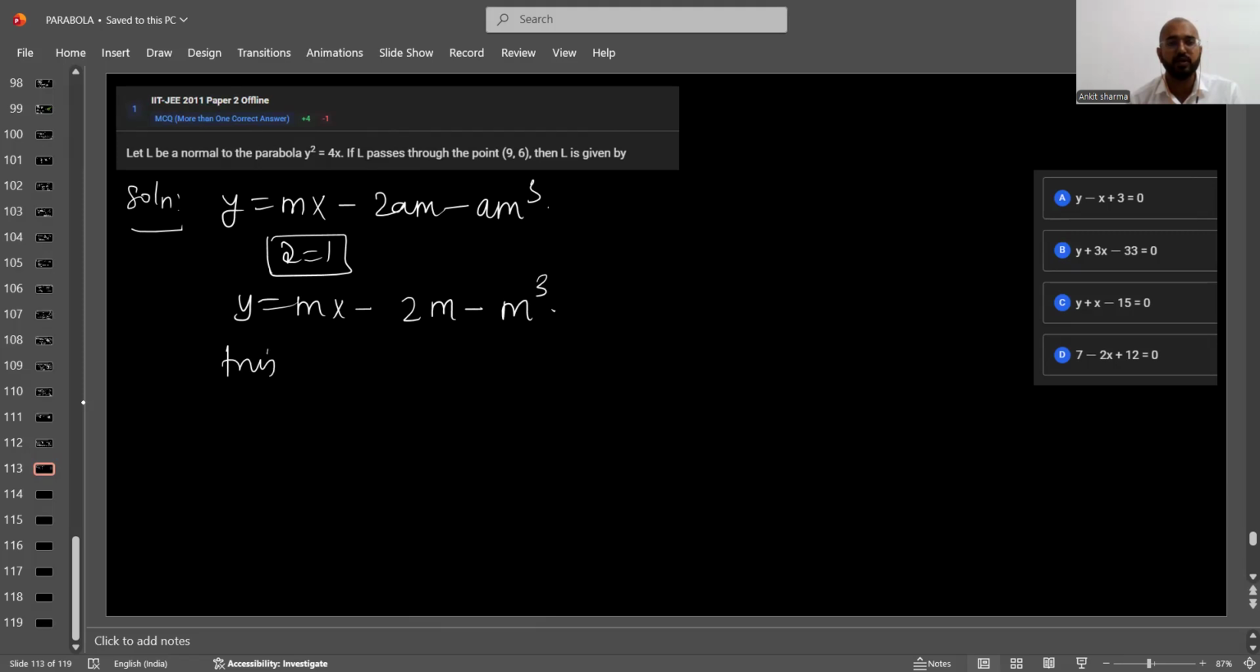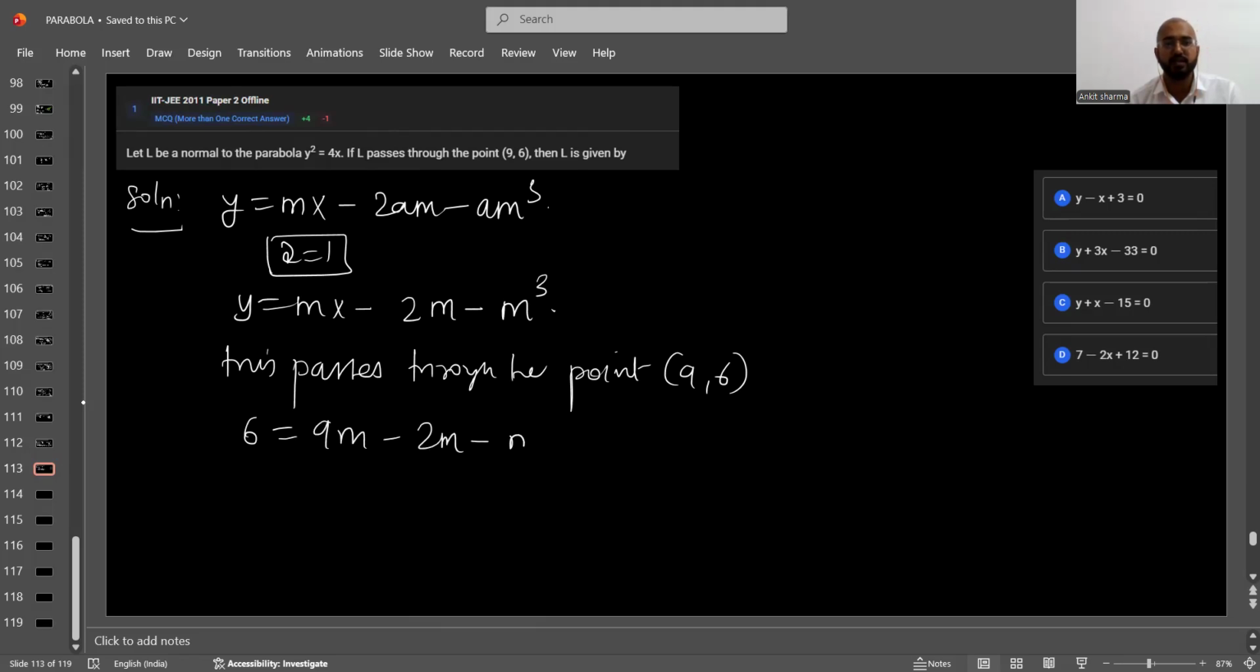Now this passes through the point 9 comma 6. So I can just plug it here. So 6 is equal to 9m minus 2m minus m cube. 9 comma 6, yes. Just plug in here. So I'm going to have 6 is equal to 9 minus 2, which is 7m minus m cube. So we need to solve this equation. That means I'm going to have here m cube minus 7m plus 6 is equal to 0.